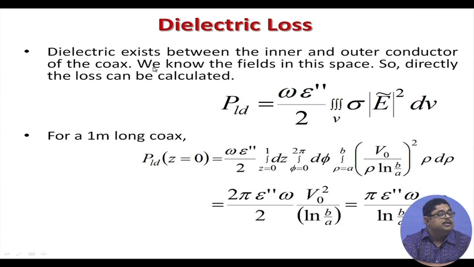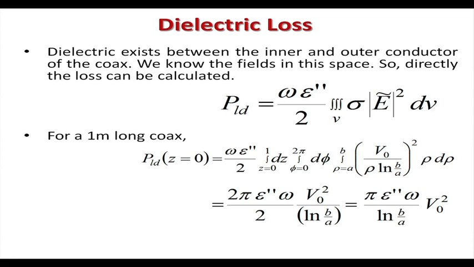So, let us see. For dielectric it is easy because we know the fields between the two conductors in the coax, and the dielectric is also there. So, it is a well known formula from Poynting theorem. So, PLD is given by this. Once you know the electric field and the conductivity of the medium, you can also find epsilon double prime, that is the imaginary part of the dielectric constant, and you can find PLD.